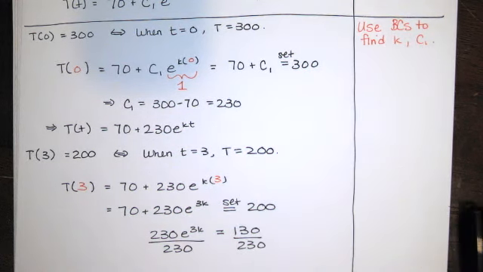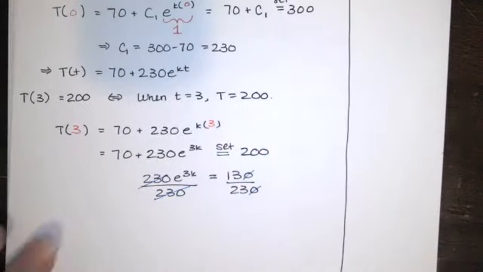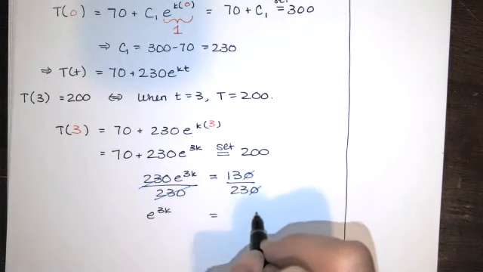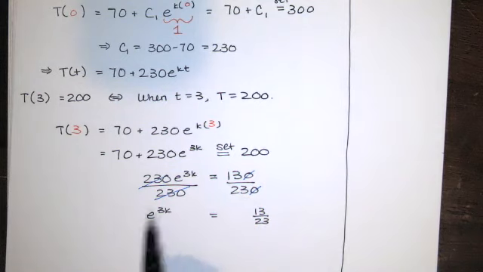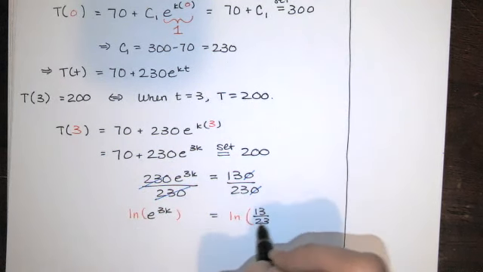So we've got that. These guys reduce. And of course, you can divide the numerator and denominator by the 10 there. And so we have this. And then if we want to get K by itself, we need to get it out of the exponent. One way we can do that is to take the natural log of both sides.